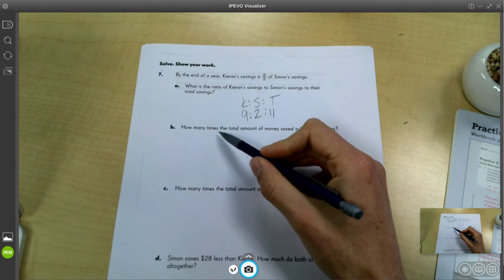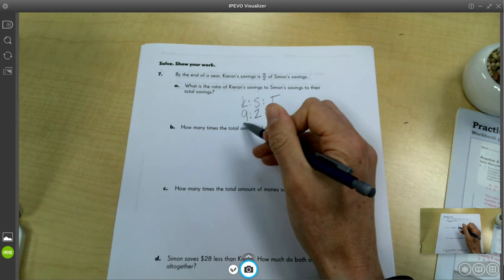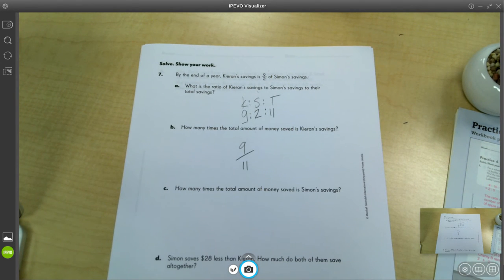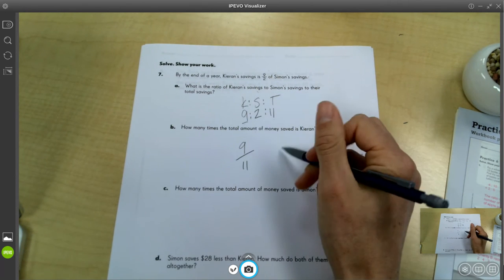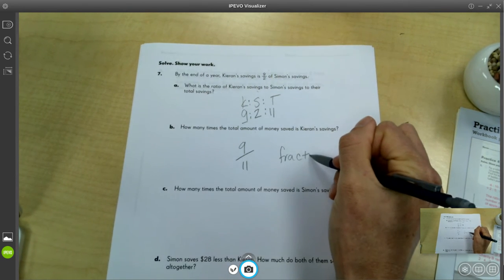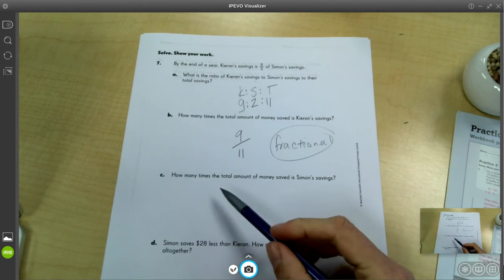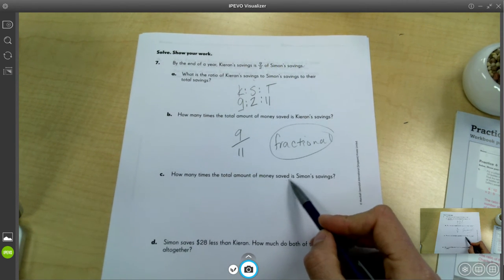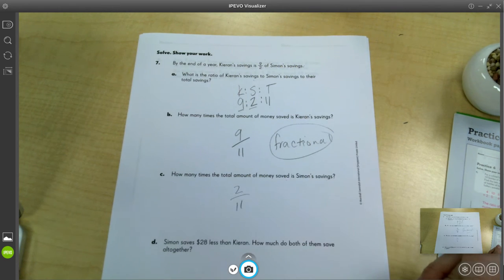How many times the total amount of money saved is Kieran saving? Well, he saves 9 elevenths. 9 out of the total 11. Right, this is kind of more fractional, right? 9 to 11. How many times the total amount of money saved is Simon's savings? Well, he has 2 out of the total 11.